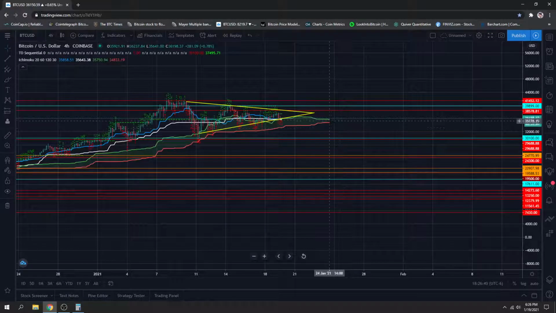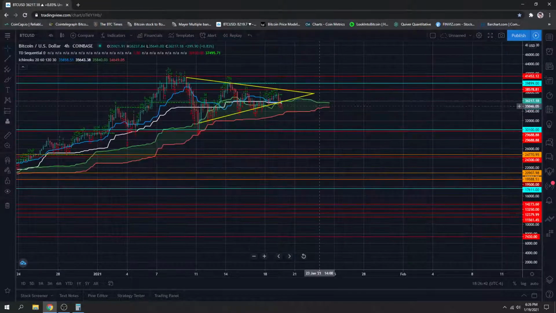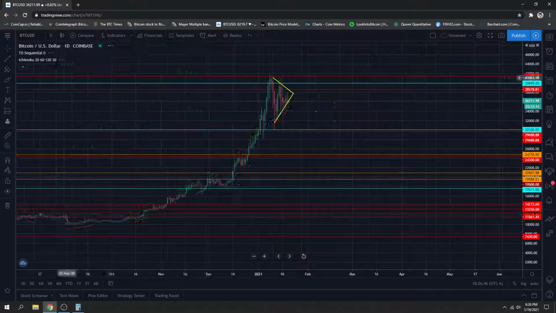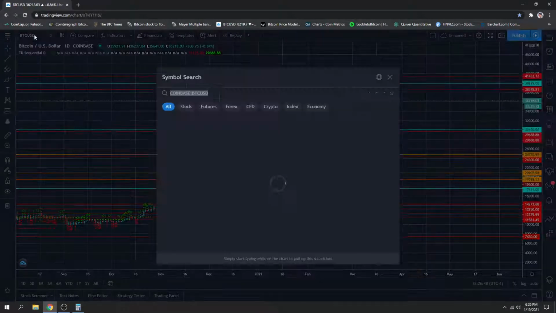There's a cloud here that could twist. Price usually goes into those cloud twists. We have support here. So that's pretty much it.